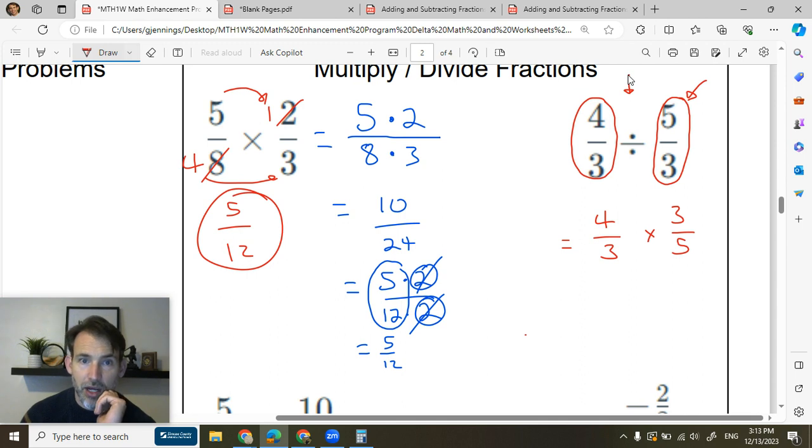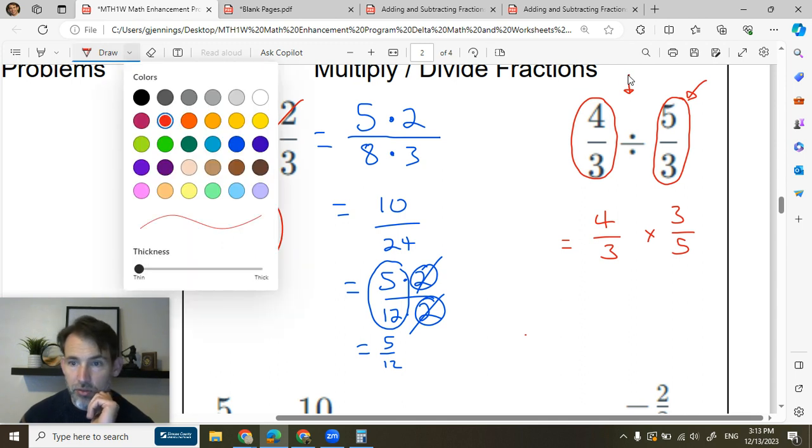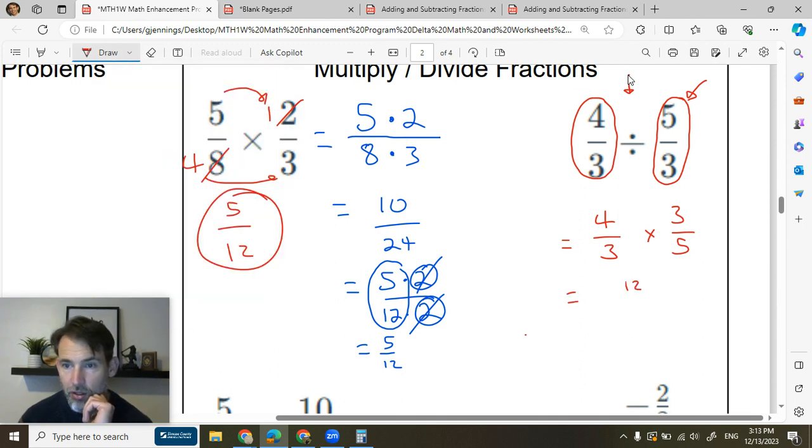Okay, so now you can go ahead and do 4 times 3 on the top, which is 12, and 3 times 5 on the bottom, which is 15. And then notice that both of those are divisible by 3, so you've got 4/5.